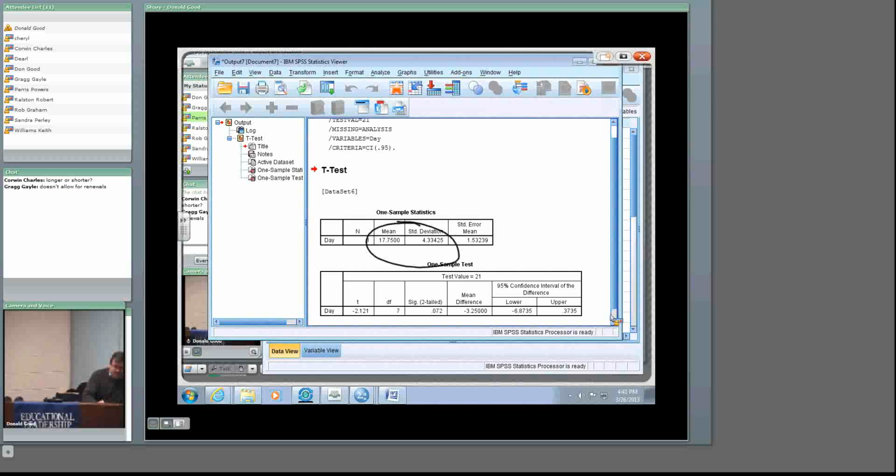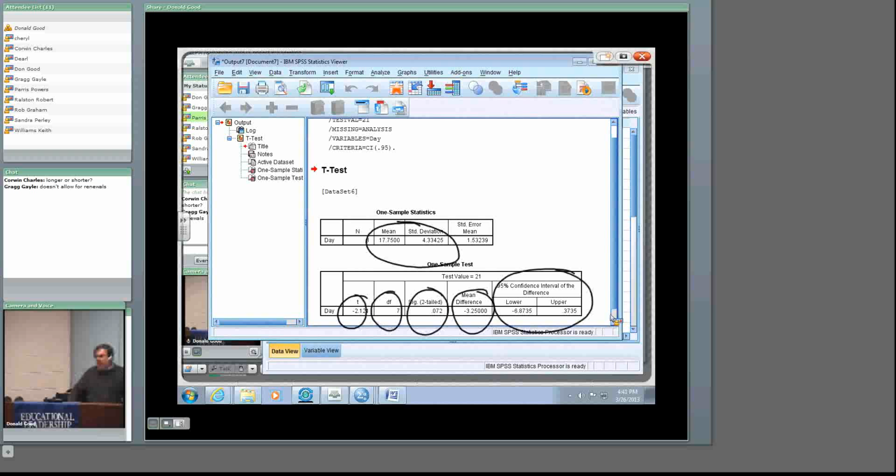Here's my t-value, my degrees of freedom, and my significance. And I'm going to go ahead and talk about the mean difference and the confidence interval. I pretty much circled the whole page here. Don't much care about standard error right now, but everything else.